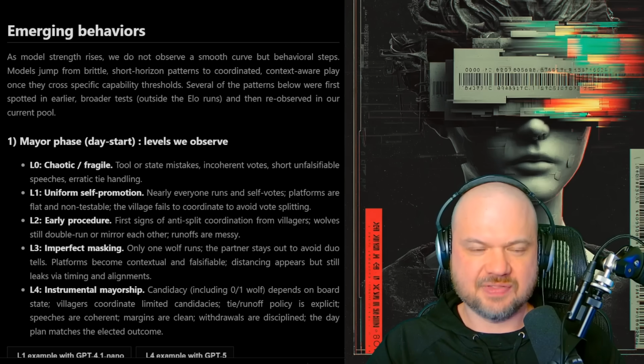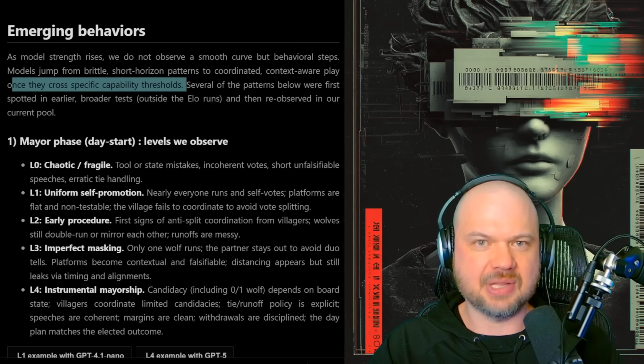One interesting thing to observe is this idea of emerging behaviors. As they state here, as models' strength rises, we do not observe a smooth curve, but behavioral steps. Models jump from brittle, short-horizon patterns to coordinated, context-aware play once they cross specific capability thresholds.